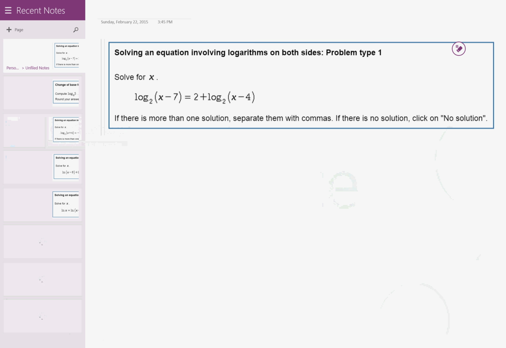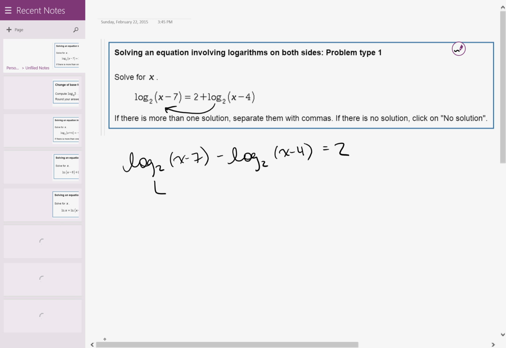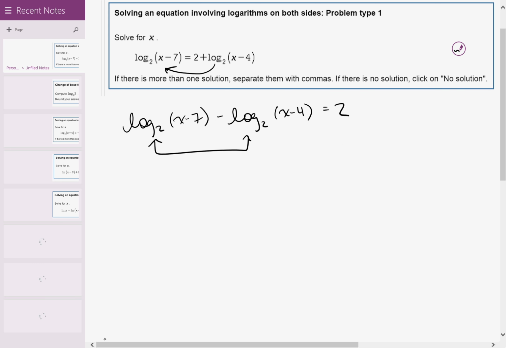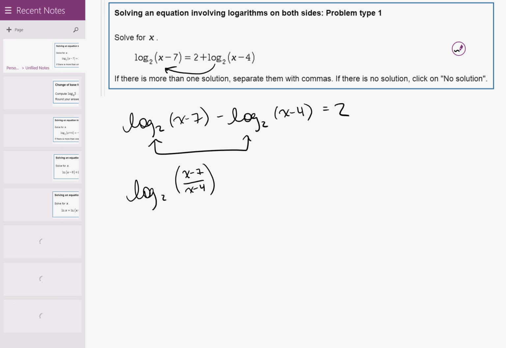I want to solve an equation involving logarithms on both sides. And the first step is to get the logarithms all on one side. So I'm going to subtract the log base 2 of x minus 4. So this is the log base 2 of x minus 7 minus the log base 2 of x minus 4 is equal to 2. Now I'm going to combine this into one logarithmic expression. So this is the log base 2 of (x minus 7) over (x minus 4). That is equal to 2.